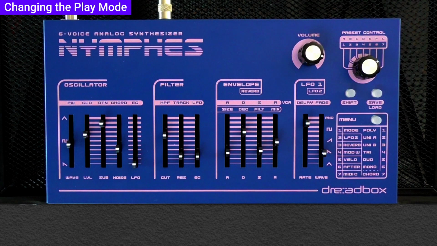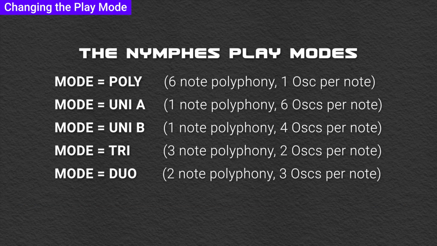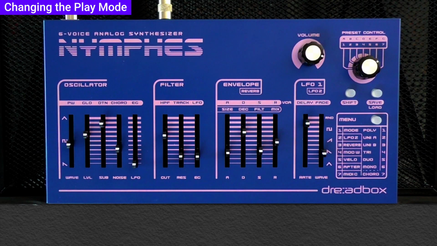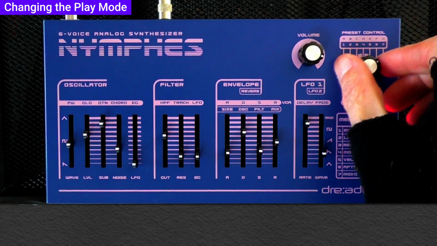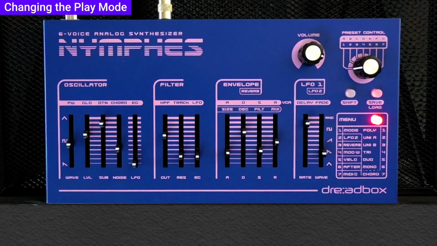If there is a submenu, you may have to press the menu button a second time after making a rotary switch selection, like when selecting the different play modes of the NYMPHES. So for example, if I want to change the play mode from poly to try, then I need to press the menu button, which will light up. Then I rotate the rotary switch to number 1, which is the mode selection value.